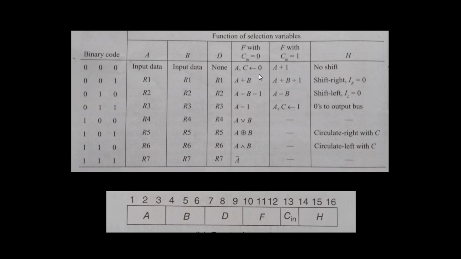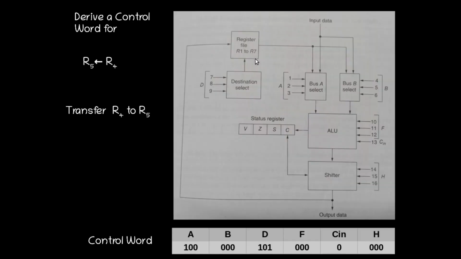In our case we have to simply select the operation that just transfers and makes the carry flag 0. So we need to select 000 for the F lines and C in is equal to 0. And here also there is no shift operation involved, so we need to give 000 here. That is our control word.